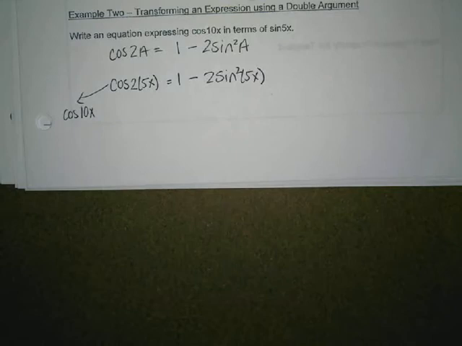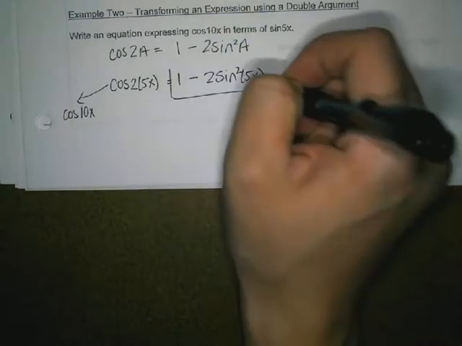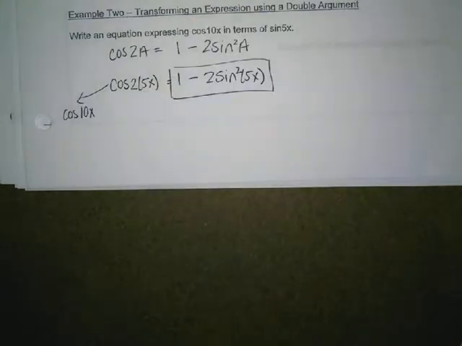And is your equation in terms of just sine 5x? Yes. Even though sine is squared, sine just has the argument 5x, you're done. And that's right. That's it. Yep. It's just using the properties.